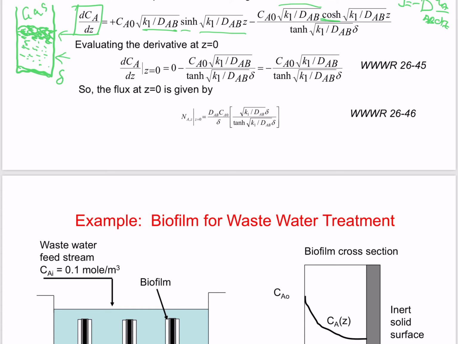And then evaluate the derivative at z equals 0, because we want to know the molar flux at 0, at the surface. And so here, remember the sinh of 0 is 0, and the cosh of 0 is 1. And so she plugged that in and came up with this expression here. Okay, and then to find the flux, all she did was multiply. There was a negative, which canceled this negative. So that negative's gone.